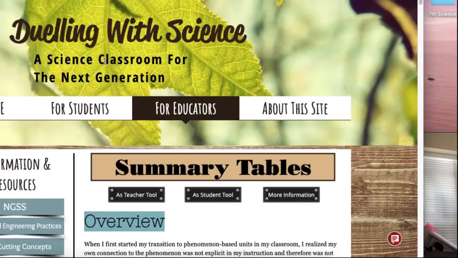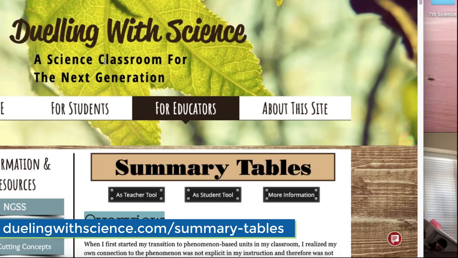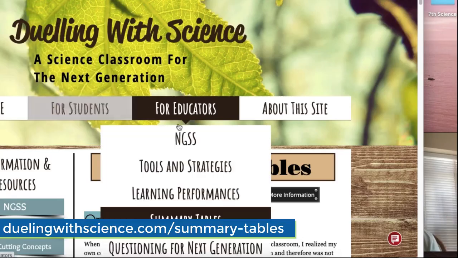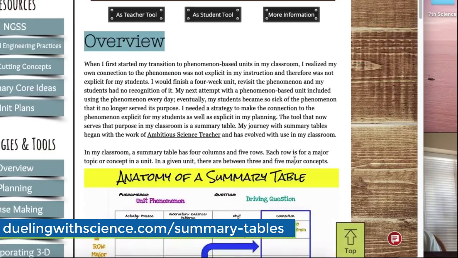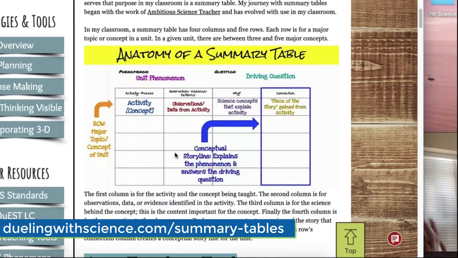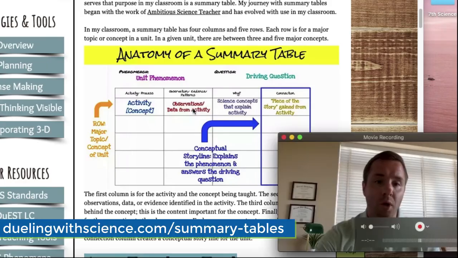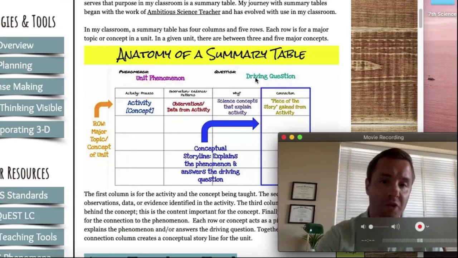So what I found online is Dueling with Science. They have an excellent blog here. They actually map out how summary tables work, and they do a really good job of explaining how the summary table is laid out, the structure of it. There are 4 parts to the summary table. Up top we might have the unit phenomenon, the question or problem we're trying to solve, and then we might have a driving question.